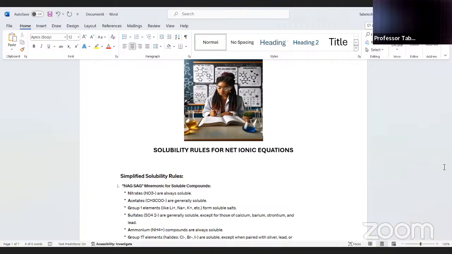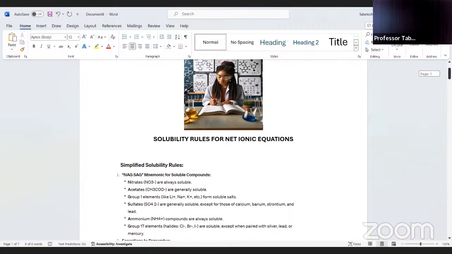What you've got with these solubility rules is that nitrates are soluble, acetates are generally soluble, and group 1 elements, like I just said, lithium, sodium, potassium, etc., are soluble salts. Sulfates are soluble, except when they connect with calcium, barium, strontium, and lead. Ammonium compounds are always soluble. And your group 17 elements, the halogens like chlorides, bromides, and iodides, are also soluble, except when paired with silver, lead, or mercury.